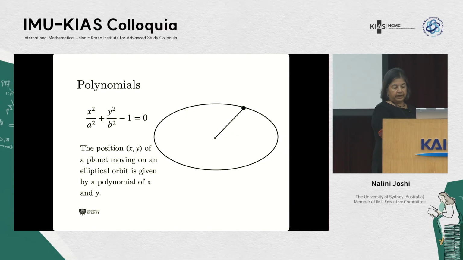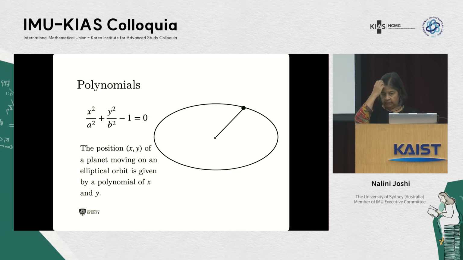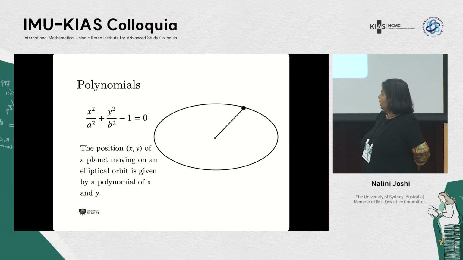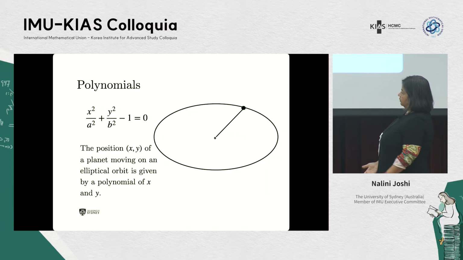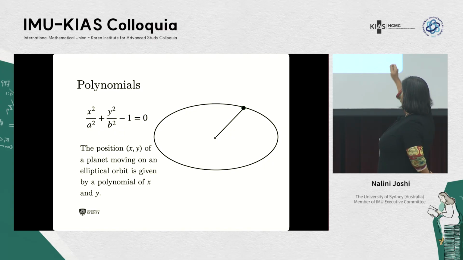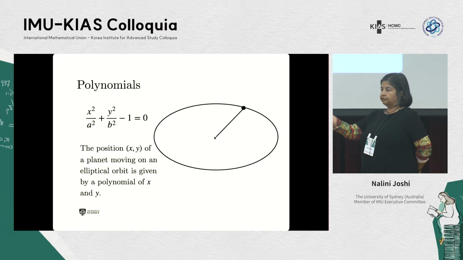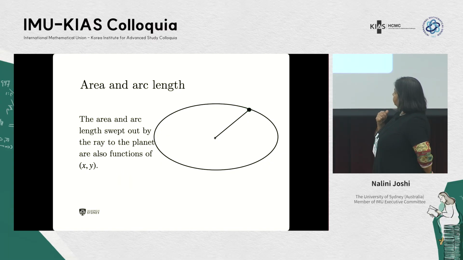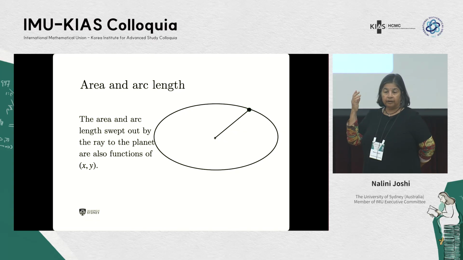But now think about what this means for other properties that the planet uses or displays in its orbit. And if we now think about the arc length that is traveled by the trajectory of that planet, or the area that's swept out by the ray to the ellipse, then they are also functions of the position of that planet on the ellipse. So they are functions of x and y.